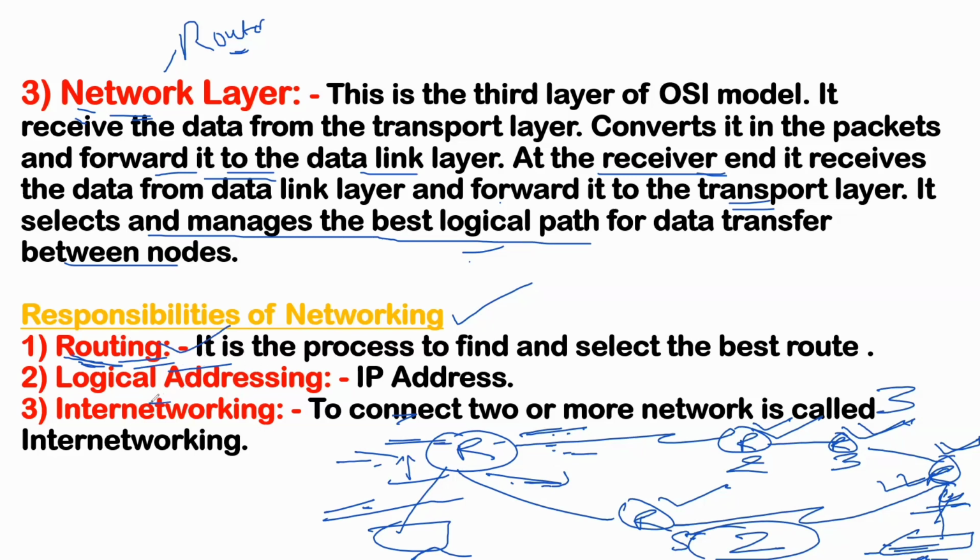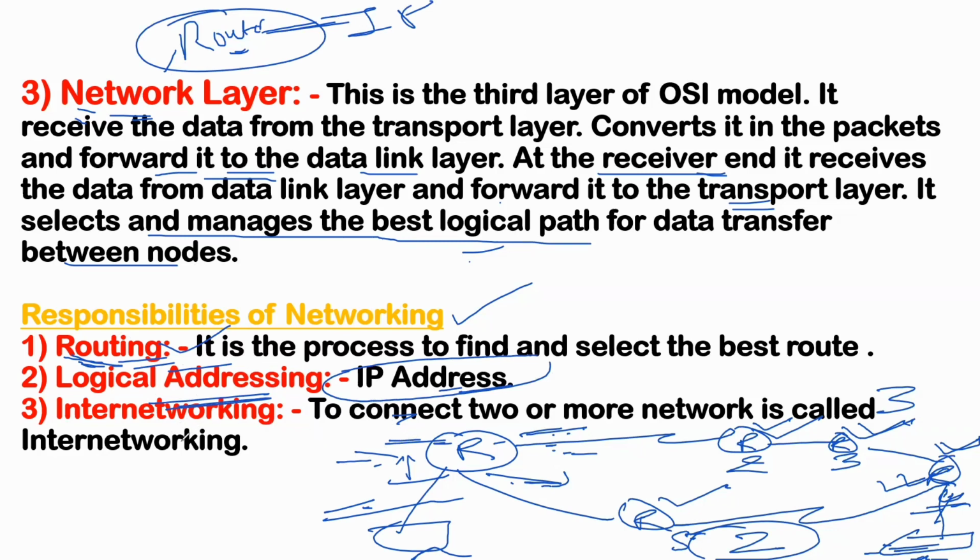Second is logical addressing. Logical addressing means the network layer uses IP addresses to connect the devices, because router works on IP addresses, just as switch works on MAC addresses and router works on IP addresses. So this is the second responsibility, logical addressing, which means connecting the devices with IP addresses.